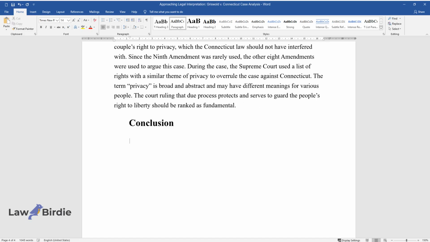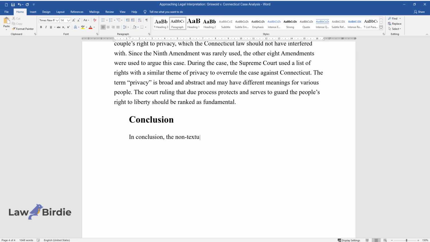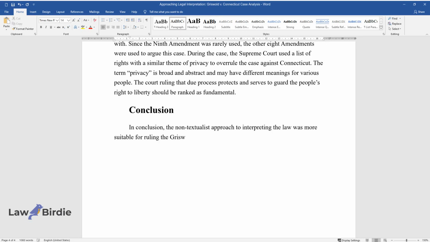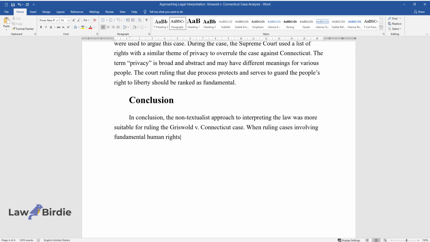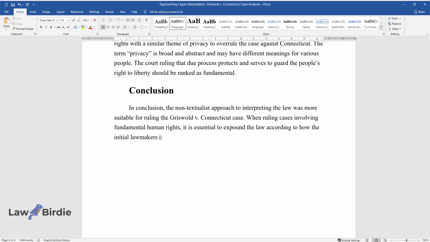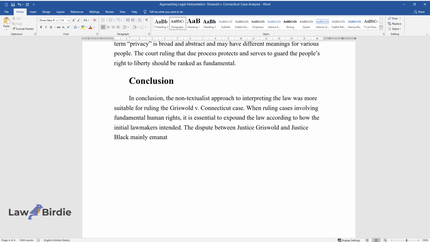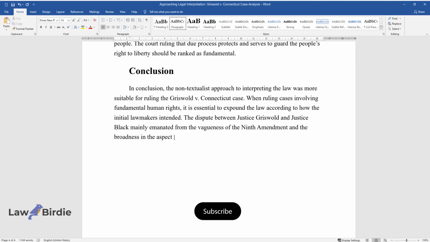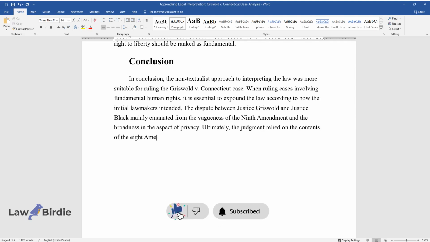Conclusion. In conclusion, the non-textualist approach to interpreting the law was more suitable for ruling the Griswold v. Connecticut case. When ruling cases involving fundamental human rights, it is essential to expound the law according to how the initial lawmakers intended. The dispute between Justice Griswold and Justice Black mainly emanated from the vagueness of the Ninth Amendment and the broadness in the aspect of privacy. Ultimately, the judgment relied on the contents of the 8 amendments regarding the concept of the right to privacy.